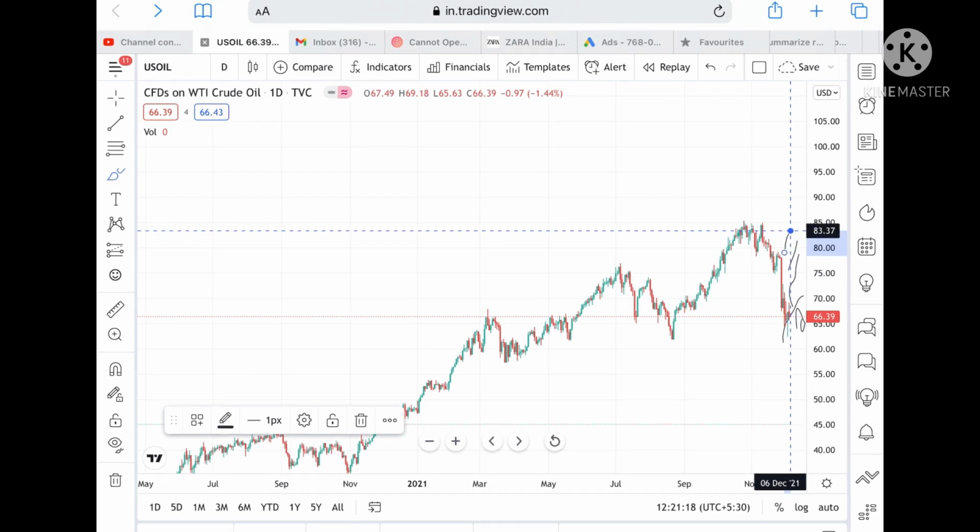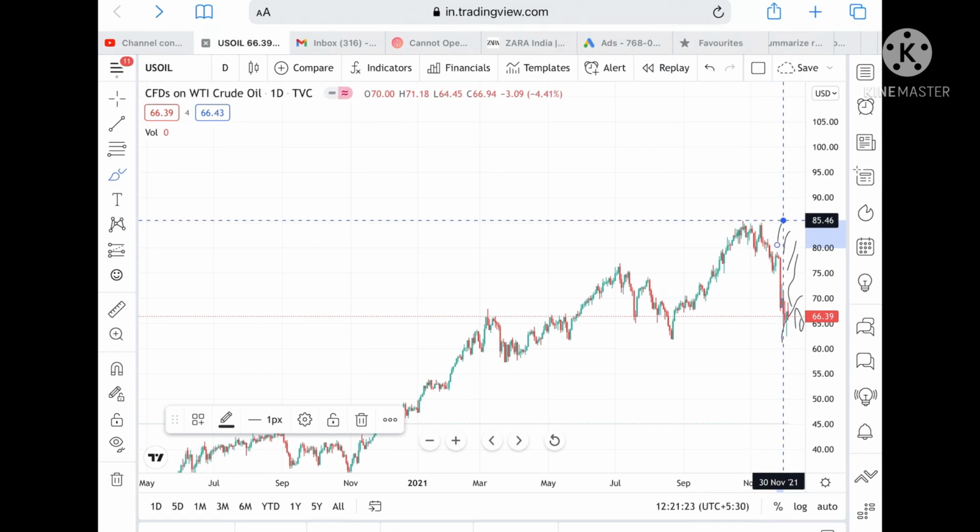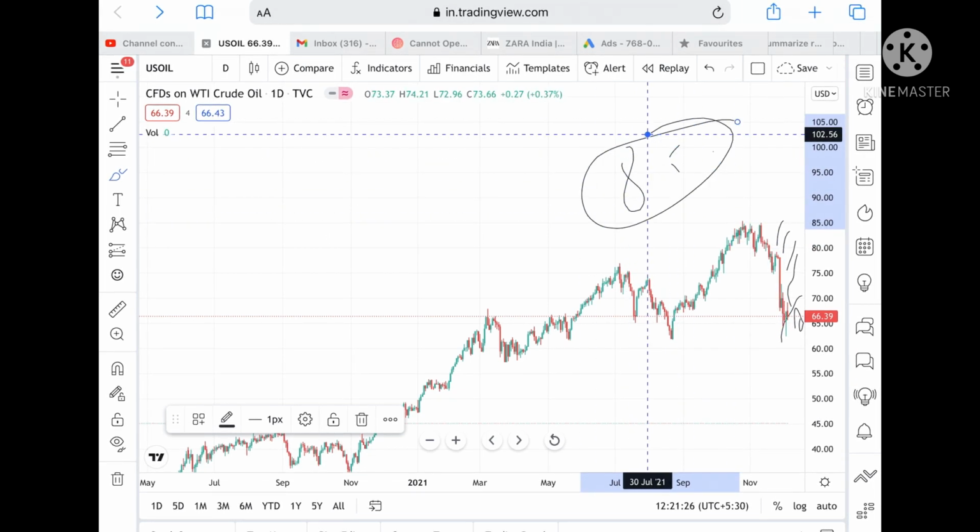and from there we can see a level of 83.37. Once it comes close to 83.37, then we can see it can go further upside to a level of 85.5, and it can go further upside.